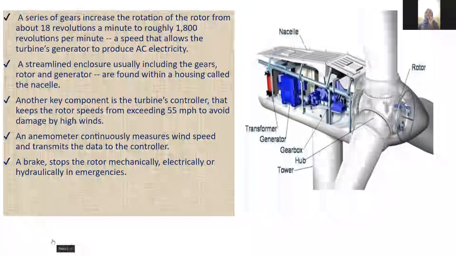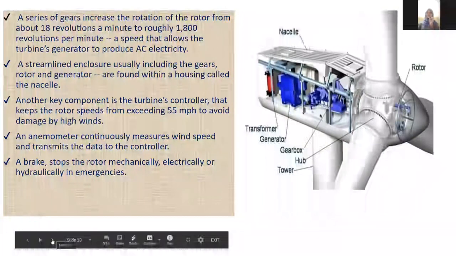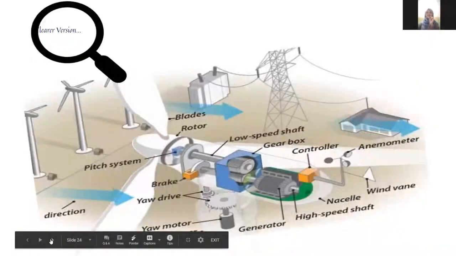Another key component is the turbine's controller, which keeps the rotor speeds from exceeding 55 miles per hour to avoid damage by high winds. An anemometer continuously measures wind speed and transmits the data to the controller. And lastly, a brake, which stops the rotor mechanically, electrically, or hydraulically in emergencies. This picture shows a clearer version of the whole system of the wind turbine.